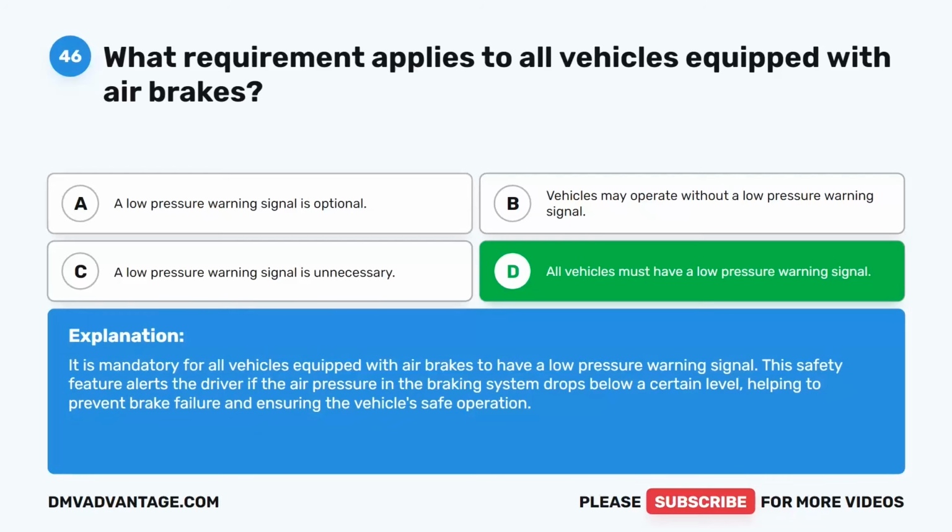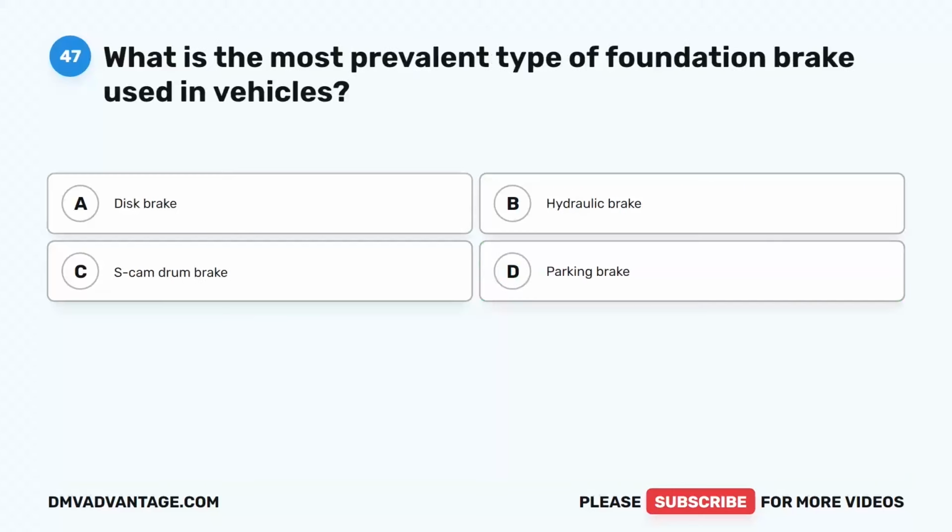It is mandatory for all vehicles equipped with air brakes to have a low-pressure warning signal. This safety feature alerts the driver if the air pressure in the braking system drops below a certain level, helping to prevent brake failure and ensuring the vehicle's safe operation.